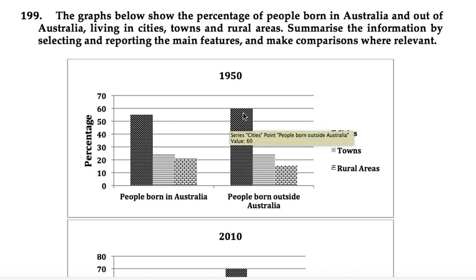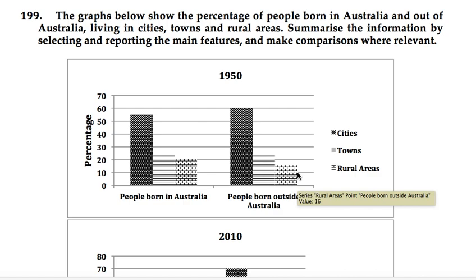So non-native Australians living in Australia in 1950 in the Australian cities were more than the native Australians. ऐसे ही टाउन्स में नेटिव ऑस्ट्रेलियंस की संख्या 25% थी और नॉन नेटिव्स भी 25 ही थे. And in villages native Australians were about 21% and non-native were about, you can say, 17 or 18 approximately. You'll have to use the word percent.